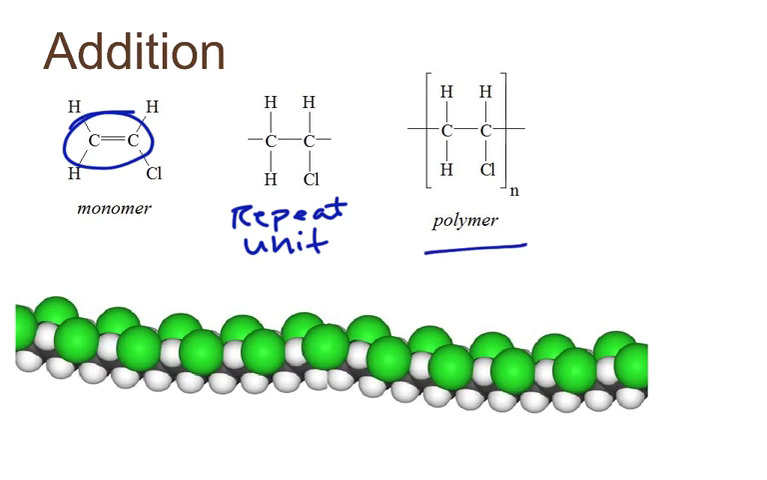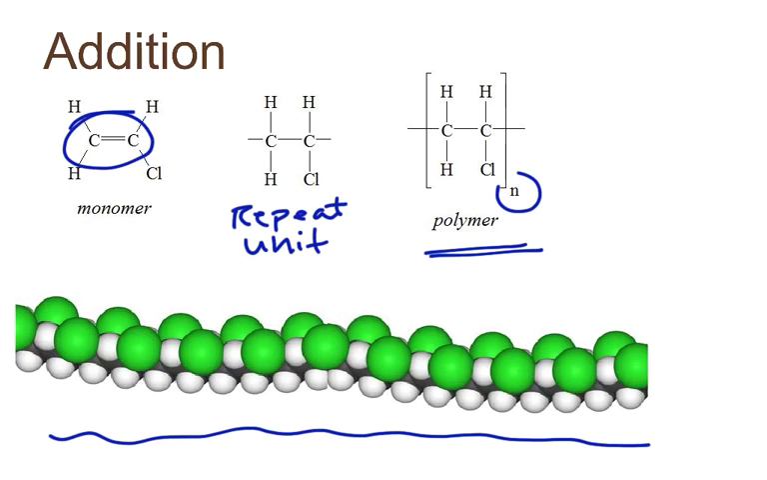Now, a lot of times we show it this way. Just a little n down here means that's repeated n times. And n could be usually about 1,000, 2,000, 3,000 times. And this is a picture of this molecule. So you can see every other time we get a chlorine, chlorine, chlorine, chlorine, because of these little chlorine atoms here. Now this monomer is called vinyl chloride.